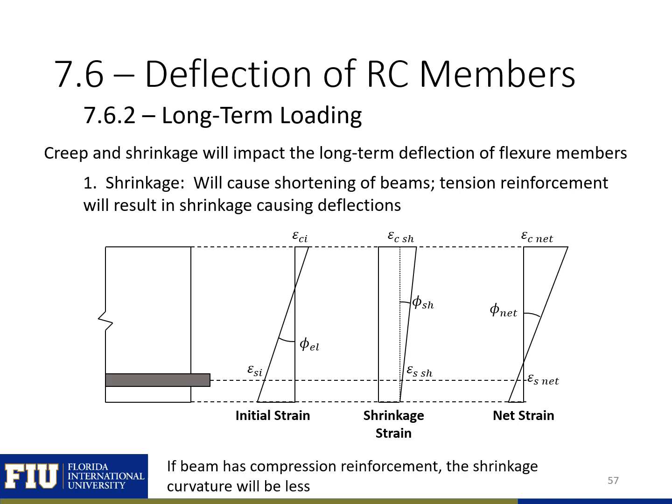Creep and shrinkage are going to impact our long-term deflection behavior of our flexural members. So we need to be able to account for these long-term effects. First, shrinkage is going to cause shortening of the beams, and our tension reinforcement is going to restrain that shrinkage. So if we have an initial strain, our shrinkage strain is going to be greater at sections without our reinforcement and less where we have our reinforcement. You can see that this curvature caused by our shrinkage is going to increase or amplify our deflections.